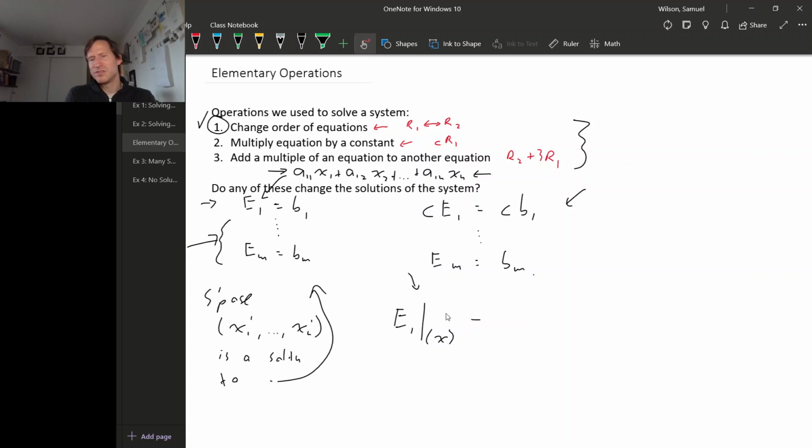You have probably used this type of vertical bar notation in some sort of calculus situation. It just means evaluate using these values. And I'm writing an x prime with no subscript just to indicate all of the x's with all of the subscripts. So this is just saying take the expression E sub 1, which remember is this whole mess, and plug in the values for all of the x's.